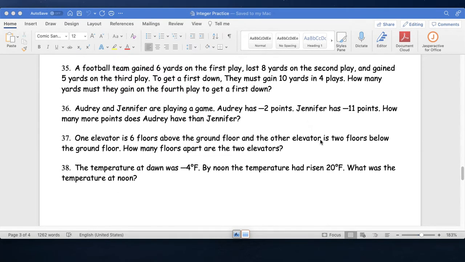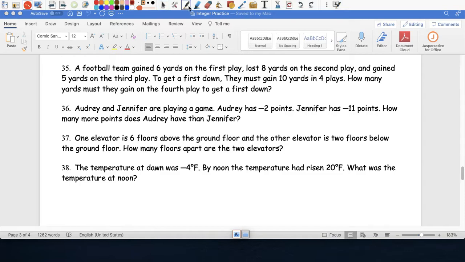Football team gained 6 yards. Remember, in football you're supposed to carry the ball forward, from one end of the field to the other end. So gained 6 yards, we're going to use positive 6. Lost 8 yards, we write it as negative 8. Gained 5 yards, so they went forward 5. And on the third play, okay? To get a first down, they must gain 10 yards in 4 plays. How many yards must they gain on the fourth?